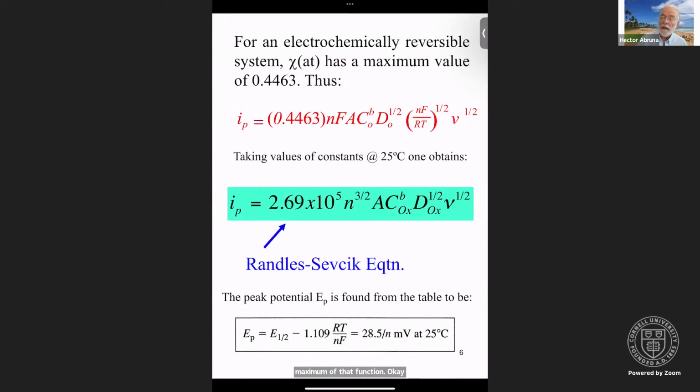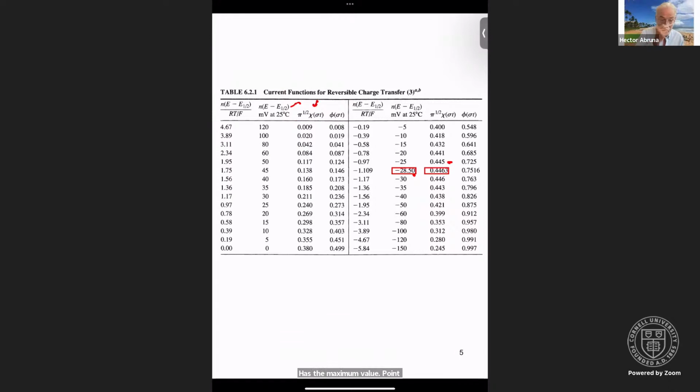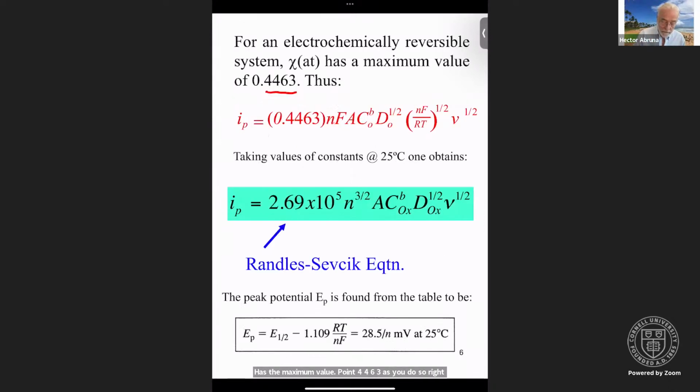And so, as we just saw, for an electrochemically reversible system, this chi of AT, this current function, has a maximum value 0.4463, as you just saw right here. And so therefore we have the peak current: 0.4463 nFA bulk concentration D0 to 1/2 and nF over RT square root, square root of v. If we take values of the constants at 25 degrees C, one obtains the following expression, that Ip is 2.69 times 10 to the 5th, n to the 3/2.